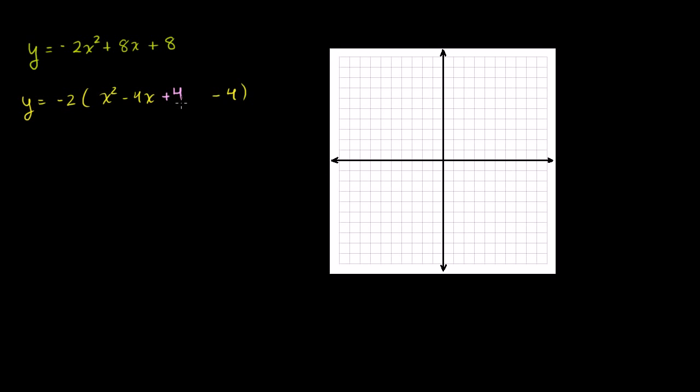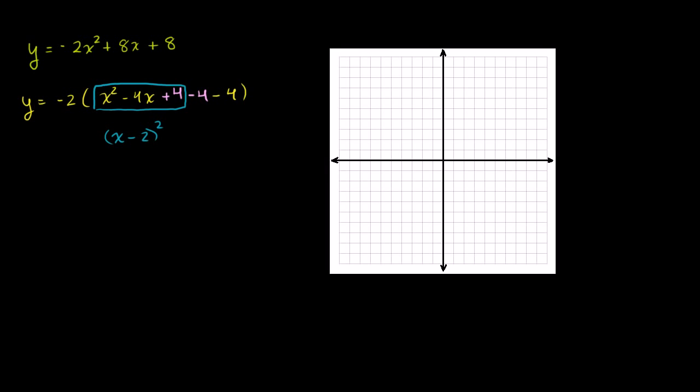But I can't just add a 4 willy-nilly to one side of an equation. I either have to add it to the other side, or I would have to then just subtract it. So here I haven't changed the equation. I added 4, and then I subtracted 4. I just added 0 to this little expression here. So it didn't change it. But what it does allow me to do is express this part right here as a perfect square. x squared minus 4x plus 4 is x minus 2 squared.